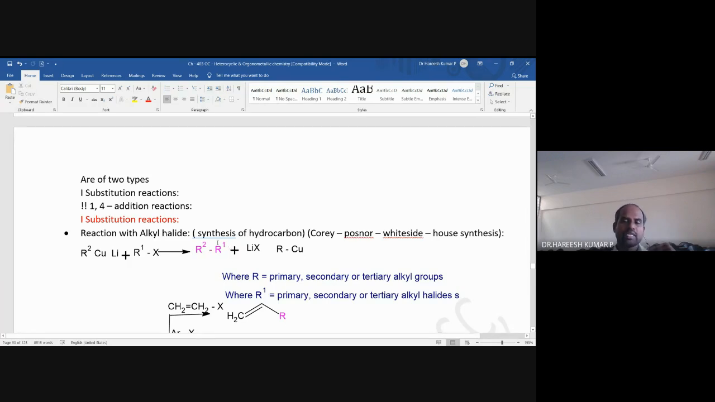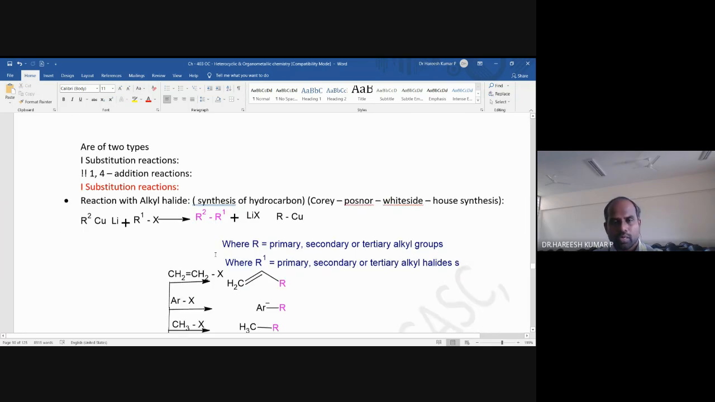What it means is that there will be a new bond formation between the two alkyl or aryl groups. This is an alkyl, and this may be an aryl or alkyl. So there will be a new bond formation between R2 of copper and R1 of alkyl halide. That is how a new carbon-carbon bond formation occurs. R may be a primary, secondary or tertiary alkyl group, and R dash may be a primary, secondary or tertiary alkyl halide.